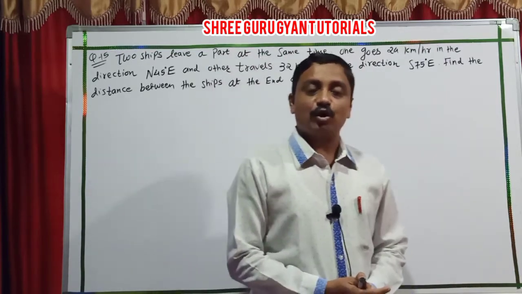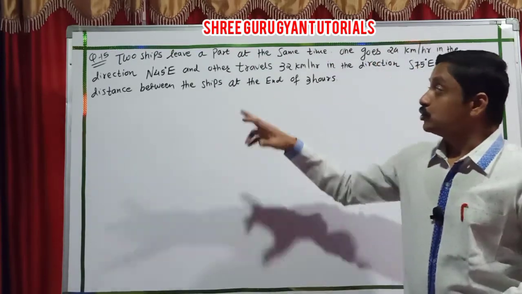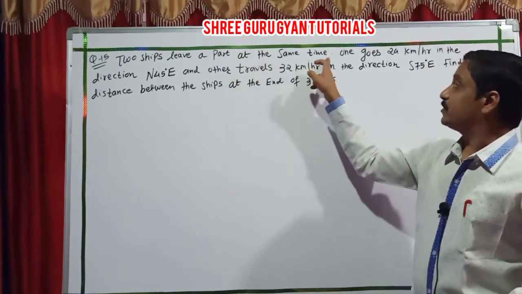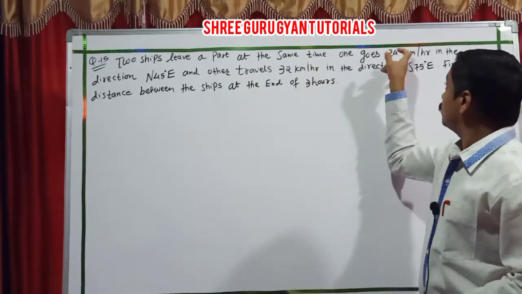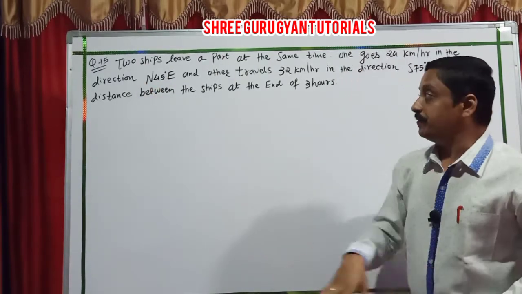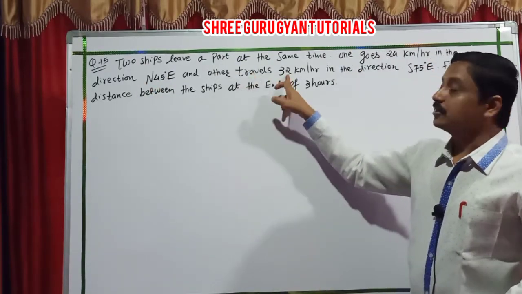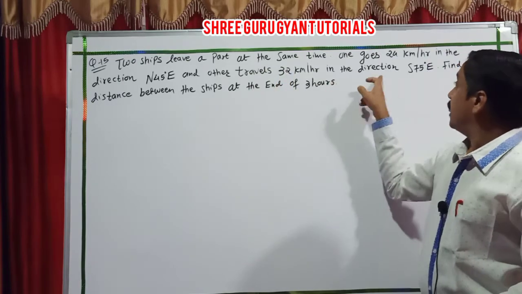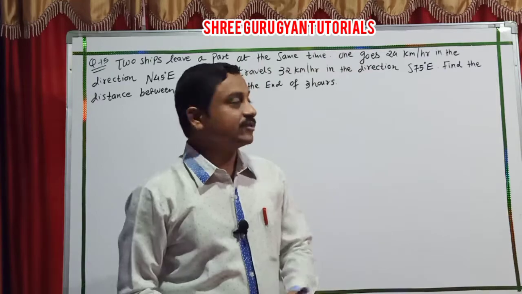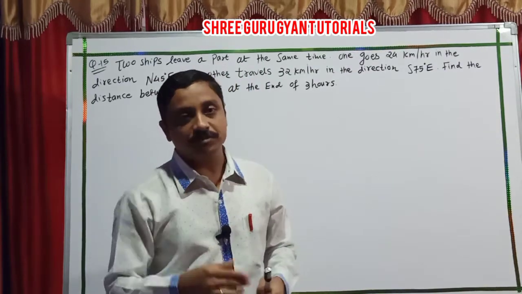Now students, one more numerical practical. Two ships leave from the same place at the same time. One goes at 24 km per hour in the direction of northeast 45 degree and the other travels 32 km per hour in the direction of southeast 75 degree. And after 3 hours, find out the distance between both ships.